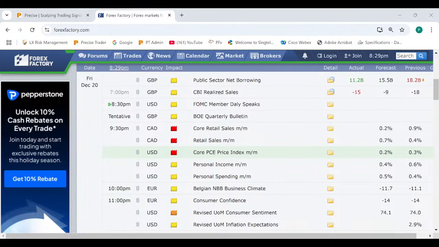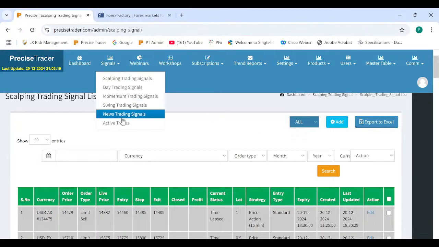Then the core PCE price index month on month, if the data is better than expected, then we should see dollar strength. Dollar strength meaning dollar yen should go up, and the gold should come off, then euro dollar, pound all should come down. Okay, so now let's see what signals we have given.